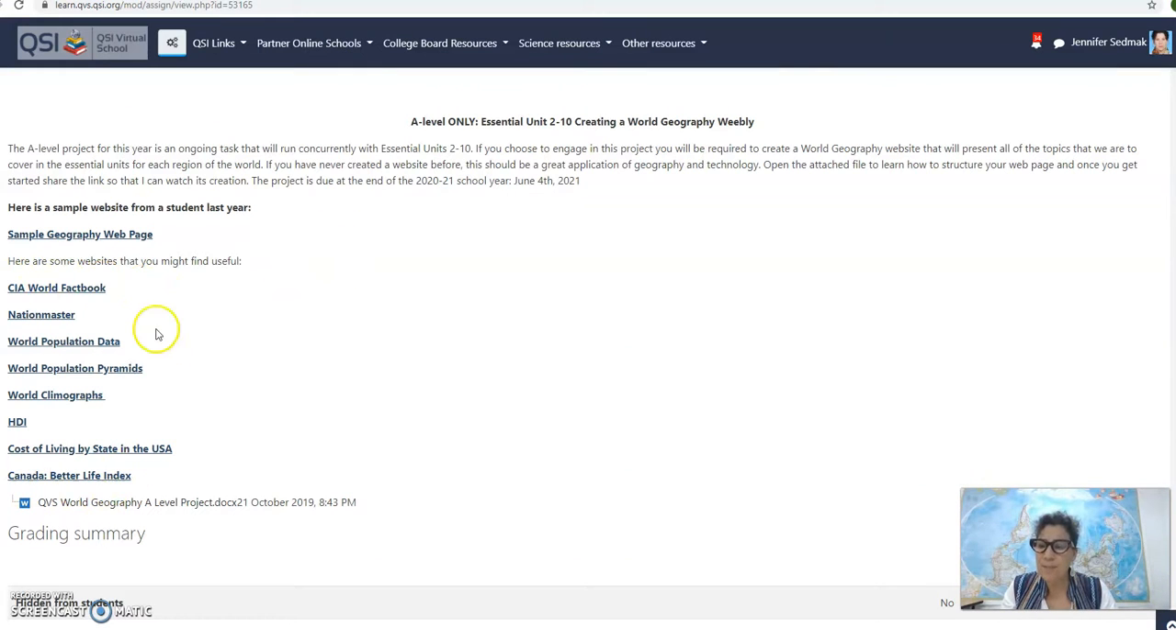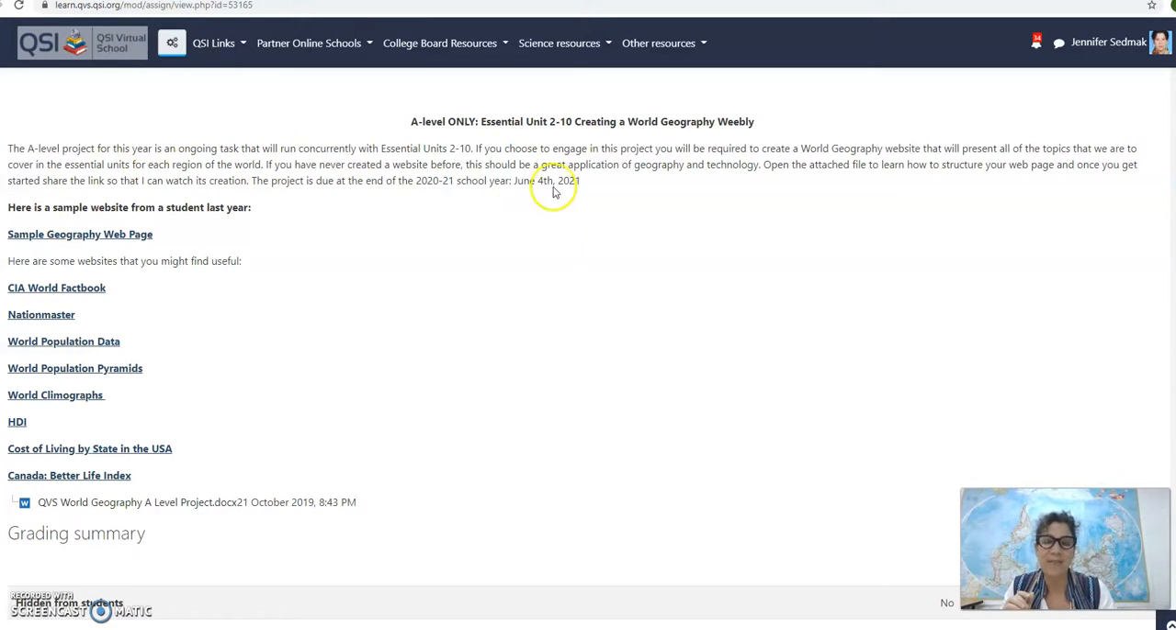There are all kinds of websites right here to support you in this project. And as it stands right now, by the end of week 3 in Essential Unit 2, the most I want you to do is to look at the sample web page that a student created last year and kind of make the decision whether or not you are going to engage in this activity for this school year. Again, it's a big project, but it will be A-level for Essential Units 2 all the way through 10.